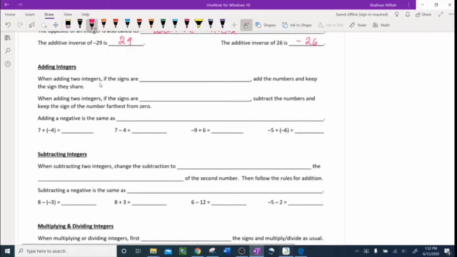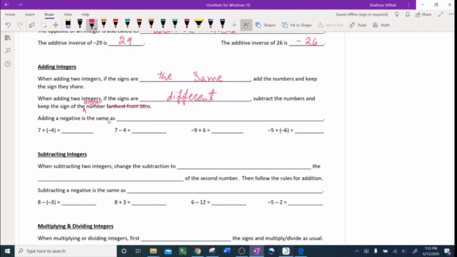How do we add integers? When adding two integers, if the signs are the same, add the numbers and keep the sign they share. When adding two integers, if the signs are different, subtract the numbers and keep the sign of the bigger number. This is easy to say, bigger number.